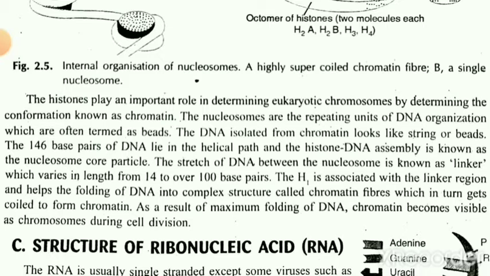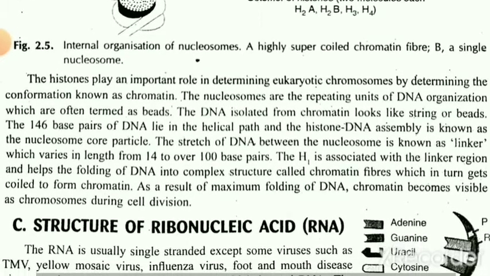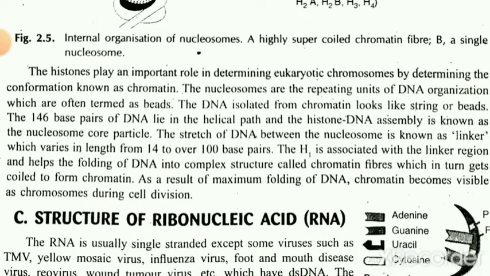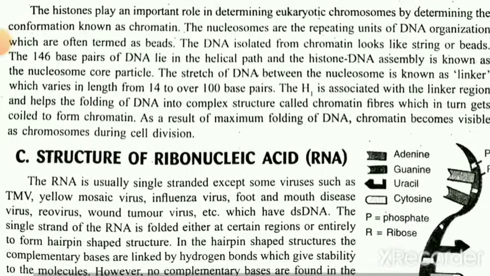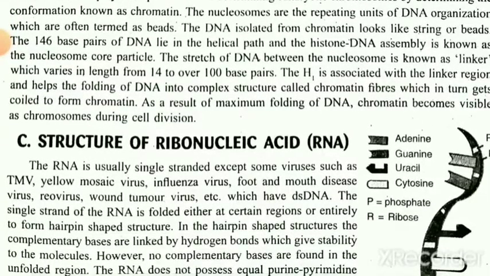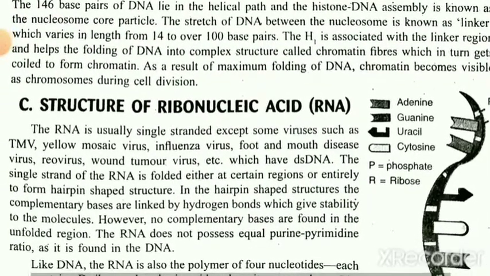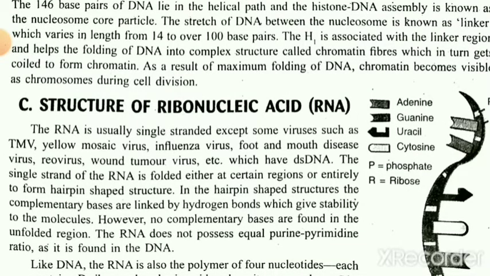See structure of ribonucleic acid, RNA. The RNA is usually single-stranded except in some viruses such as TMV, yellow mosaic virus, influenza virus, foot and mouth disease virus, reovirus, wound tumor virus, etc., which have dsRNA. The single strand of the RNA is folded either at certain regions or entirely to form hairpin-shaped structures. In the hairpin-shaped structures, the complementary bases are linked by hydrogen bonds which give stability to the molecules. However, no complementary bases are found in the unfolded region.